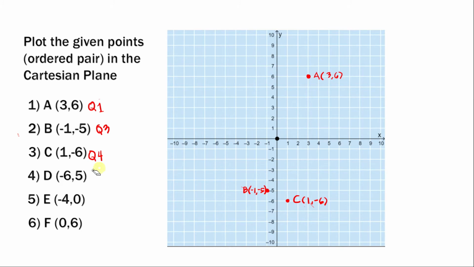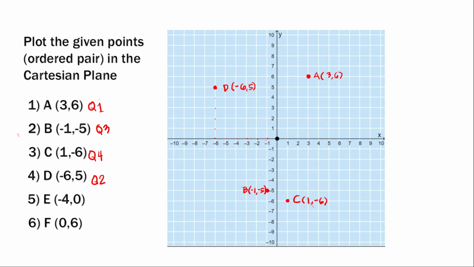Next, we have point D, negative 6, 5, negative for x, and positive for 5, so that is at quadrant 2. So starting from 0, 0, negative 6 for x is going left, 1, 2, 3, 4, 5, 6. Positive 5 sa y, so that is 5 steps up, 1, 2, 3, 4, 5. So this is where point D is located. Negative 6, 5.